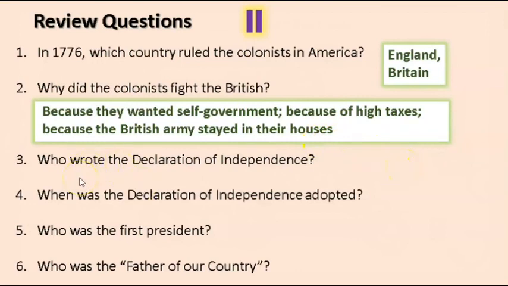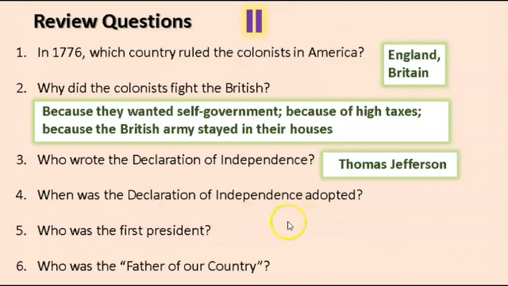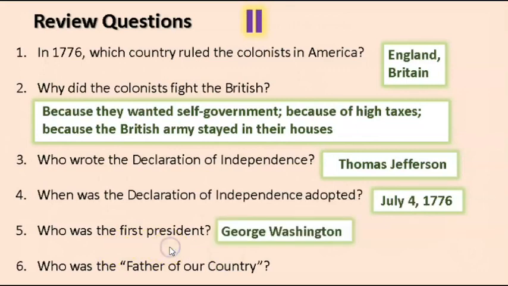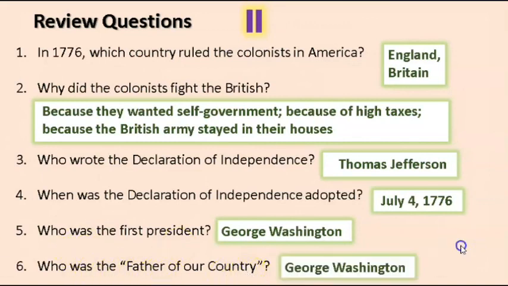Number 3, who wrote the Declaration of Independence? Right, Thomas Jefferson. Number 4, when was the Declaration of Independence adopted? July 4th, 1776. Who was the first president? George Washington. Who was the father of our country? Right, George Washington.